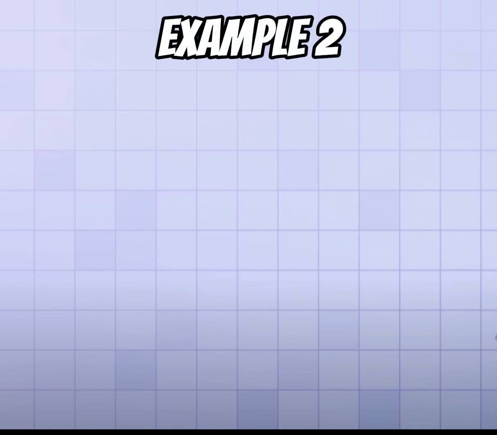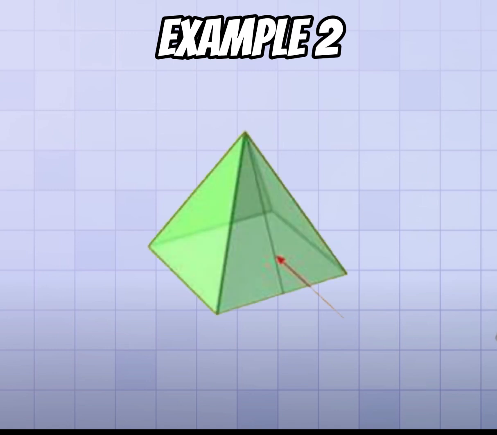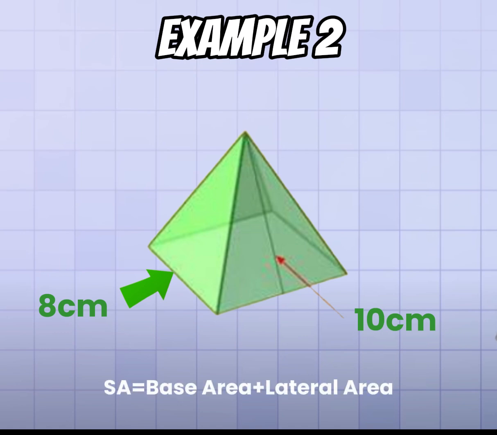For example 2, we are going to find the surface area of a pyramid. The problem is: find the surface area of a square pyramid that has a base length of 8 centimeters and a slant height of 10 centimeters. First, we need to use the formula. The formula is surface area equals base area plus lateral area. First, we need to find the base area. To find the base area, we need to square the side length, which gives us 64.